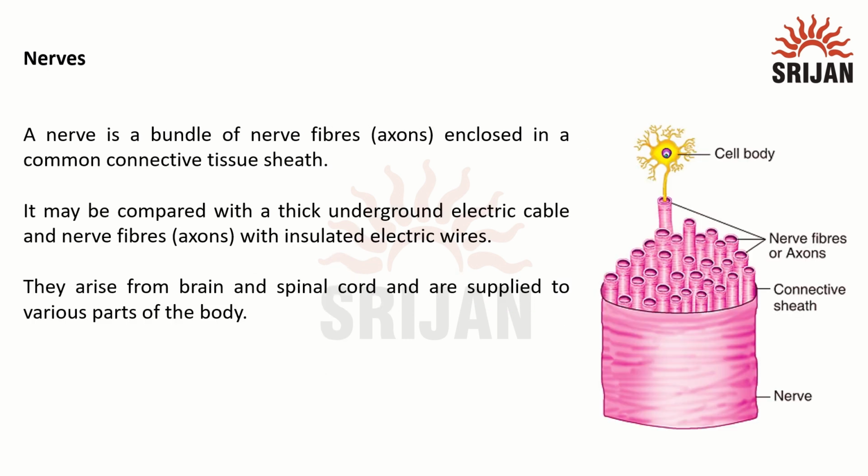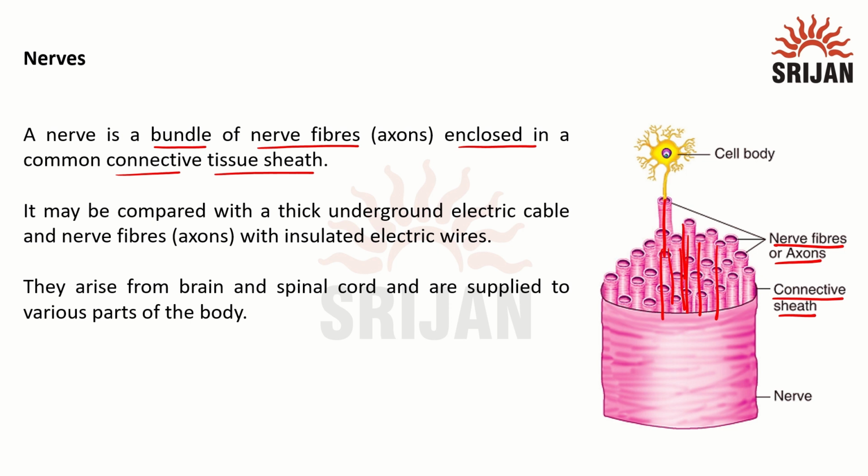Now, we also have something known as nerves. So, till now we saw neurons, and nerves are different because these are bundles of nerve fibers. That means you put many neurons together, it forms a nerve and it is enclosed in a common connective tissue sheath. Here we have nerve fibers or axon in the center and they run parallel to each other and they are all covered in a connective sheath, and together it will be called as nerve.